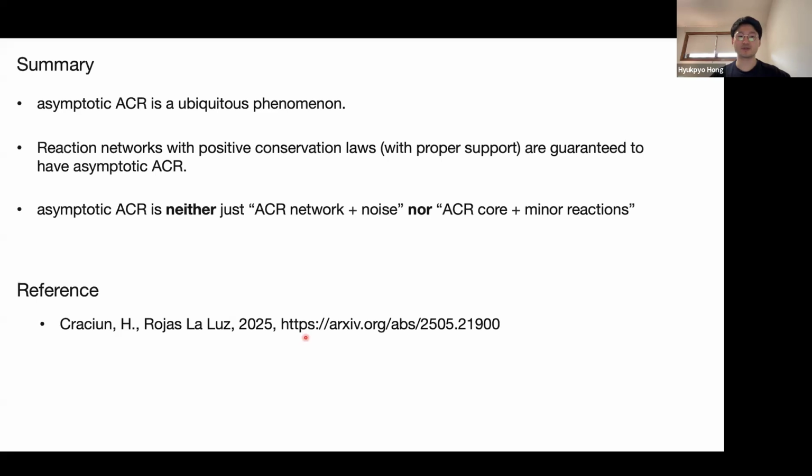So here's a quick summary. Asymptotic ACR is ubiquitous, and reaction networks with positive conservation law have asymptotic ACR here and there. And this is not just a perturbation or small variant of the conventional ACR.